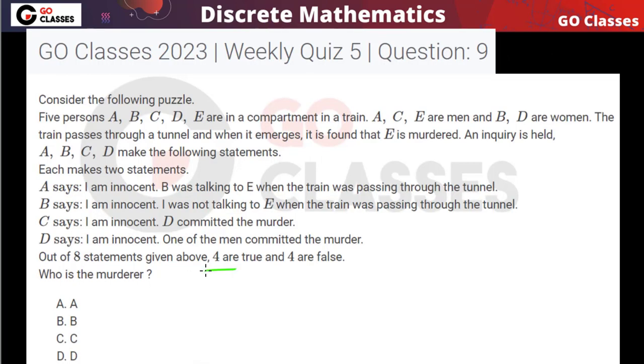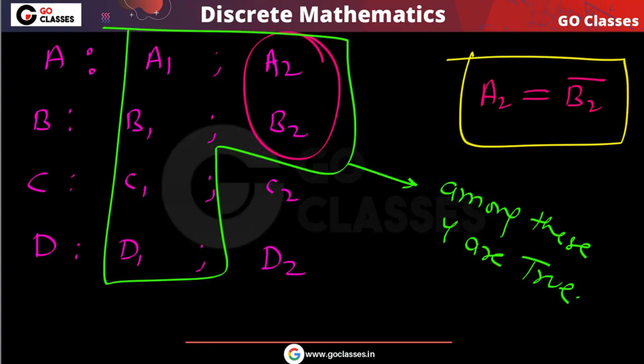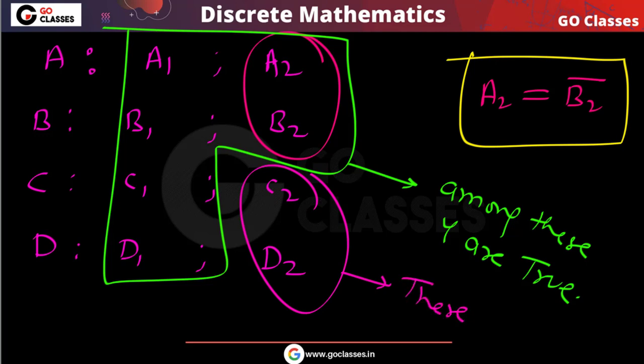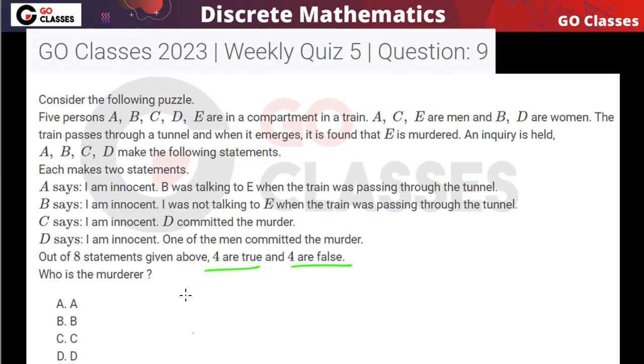And the question is saying four are true, four are false. It automatically means that we can guarantee these are false. This is what we can guarantee. So c2 and d2, they are false.